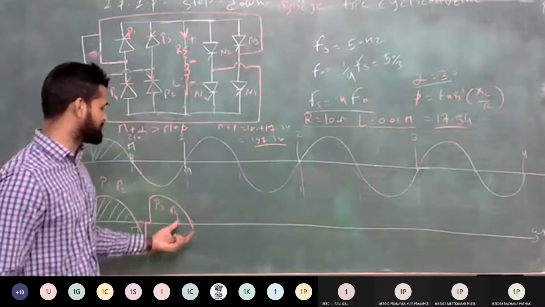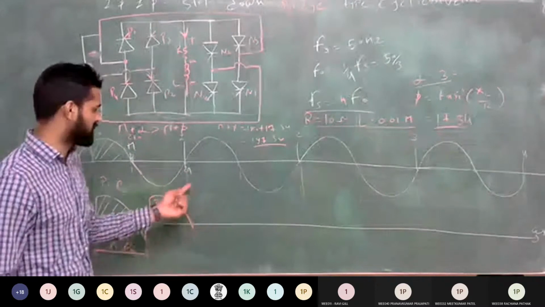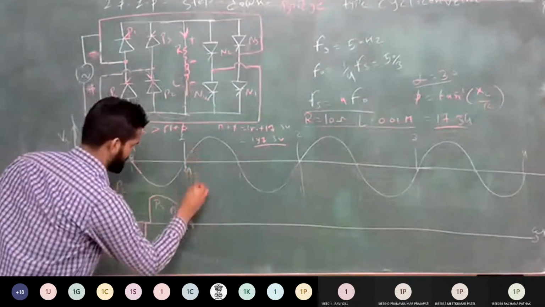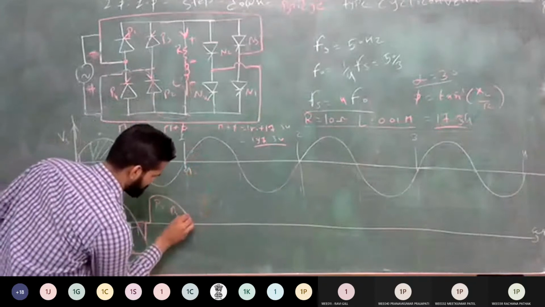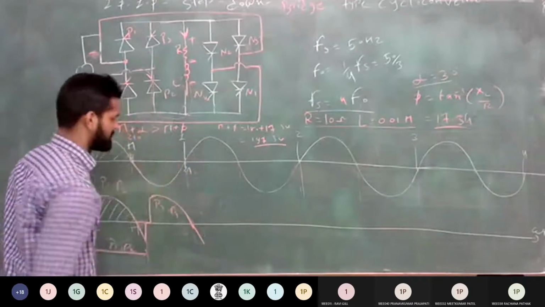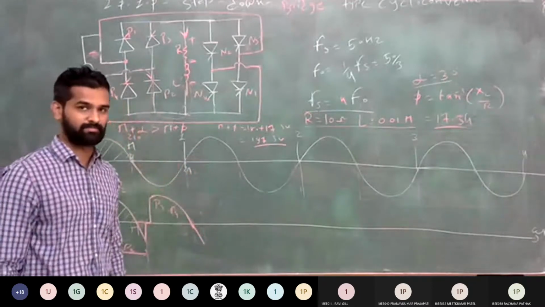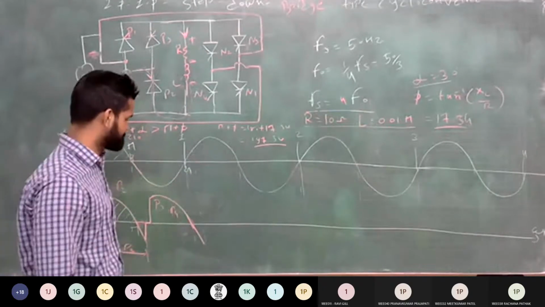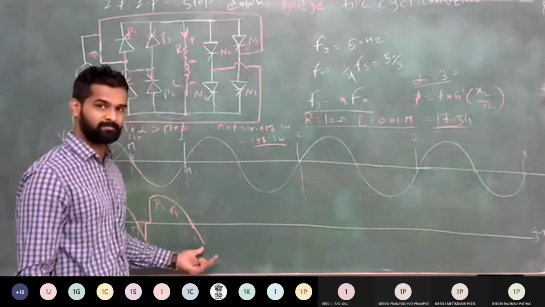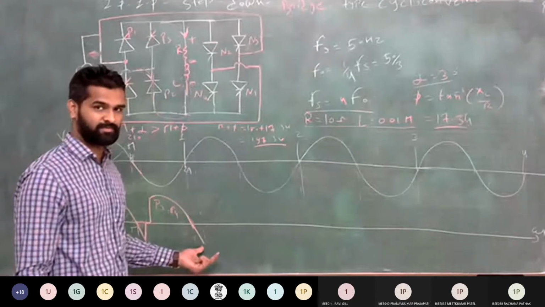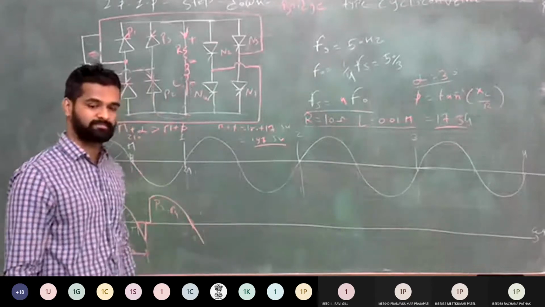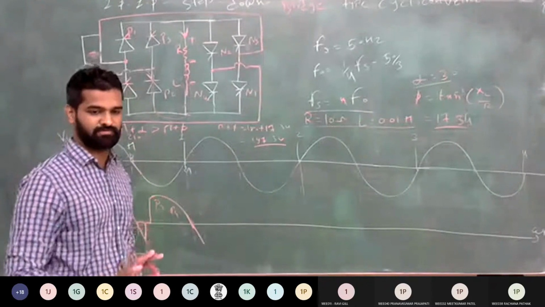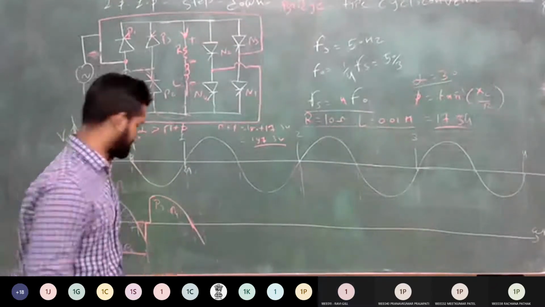So P3, P4 will never turn off at the 2 pi angle. It will turn off at 2 pi plus phi angle. Suppose 2 pi plus phi is here. So up to this angle I will get the output voltage. Clear? Clear all of you? Up to this point, any doubt? Is that clear to all of you? Yes, sir. Okay.